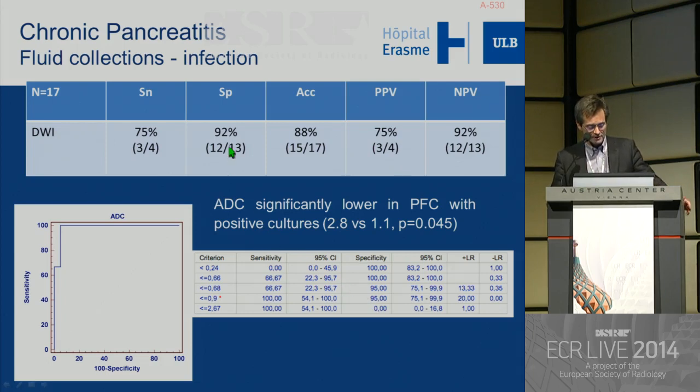We can also address infection. Of course, if you have gas at CT, infection can be suspected with a very high confidence level, but in the majority of the patients, you don't have gas inside. And nowadays, we are using diffusion-weighted imaging to address this question. And indeed, we have quite nice results in the first patients we examined by looking at the ADC. And if you fix the threshold of the ADC around 0.09, you have a very, very high sensitivity and specificity for diagnosing infection.